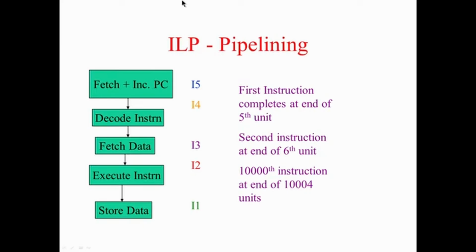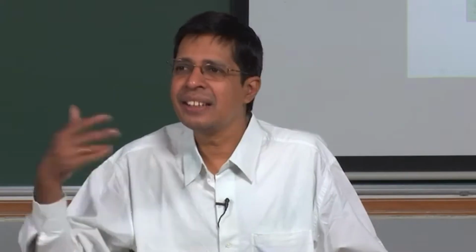What you see here is that every unit I finish 1 instruction. So what you see in pipelining, the 10,000th instruction comes at 10,004 unit, the first instruction finishes at 5th unit, the second instruction at 6th unit, and so on. So every unit I get 1 instruction. What is that unit? Basically a cycle. Every cycle I get 1 instruction, so cycles per instruction is 1. This is not superscalar. Can I get something like CPI less than 1? Then you become a superscalar architecture.